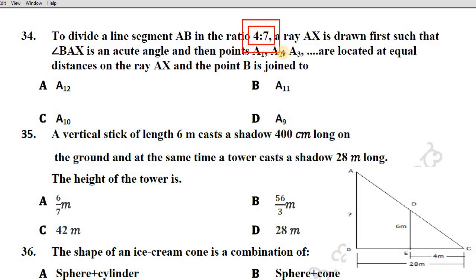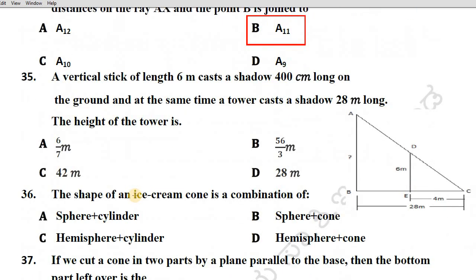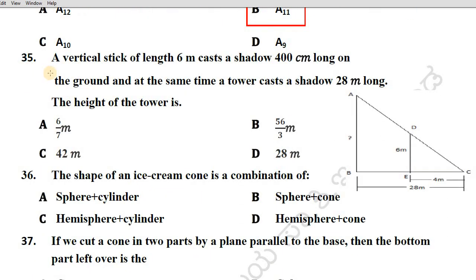So we wanted to find the sum of this. 4 plus 7 is 11, hence B is joined to A11. Option B is right.